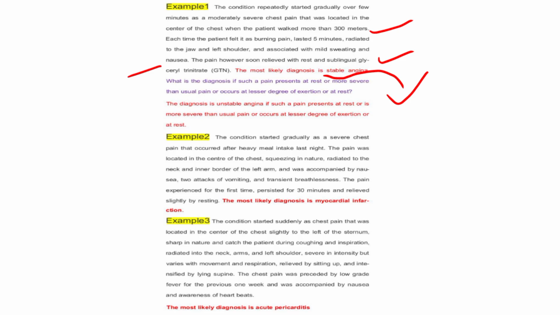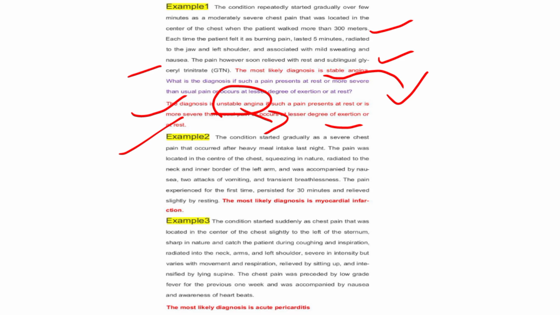Pain present at rest, more severe than usual, or occurring at a lesser degree of exertion or at rest. The diagnosis is unstable angina. If such a pain is present at rest or becomes more severe than usual, then it is not stable, so it's unstable angina.